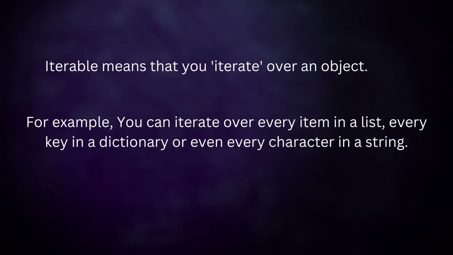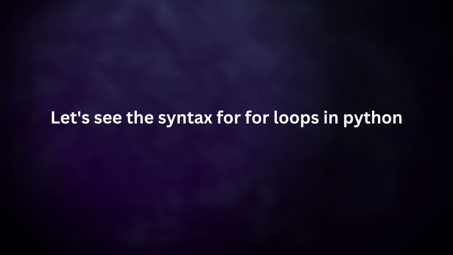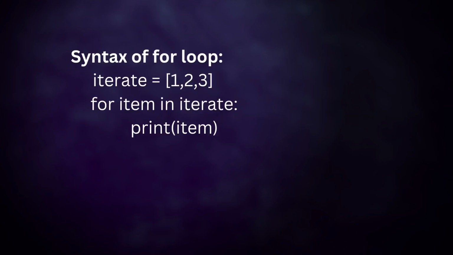For example, you can iterate over every item in a list, every key in a dictionary, or even every character in a string. Let's see the syntax for loops in Python. Okay, so this is the syntax for loops in Python. So here, let me explain what is happening.